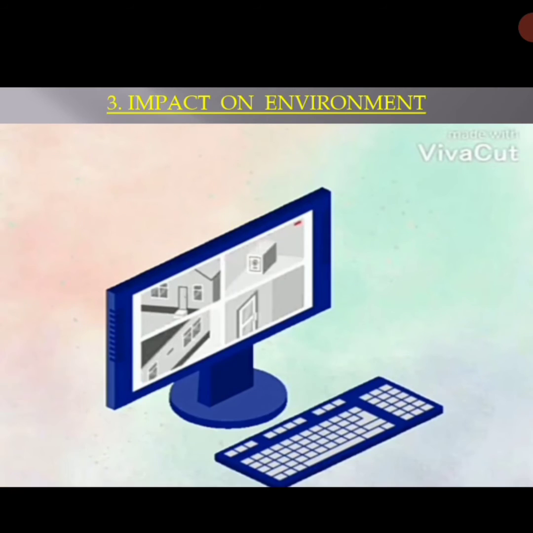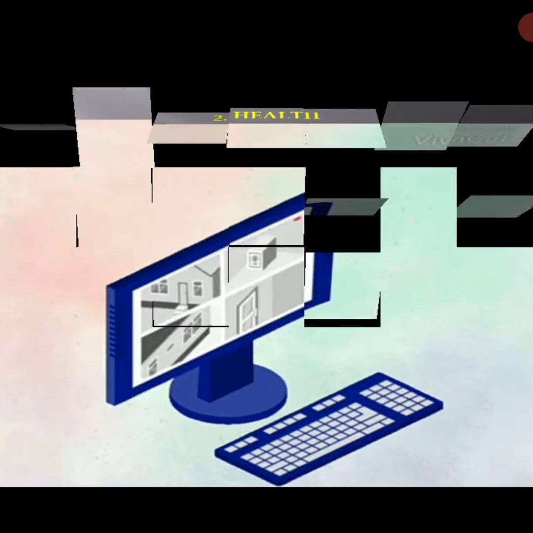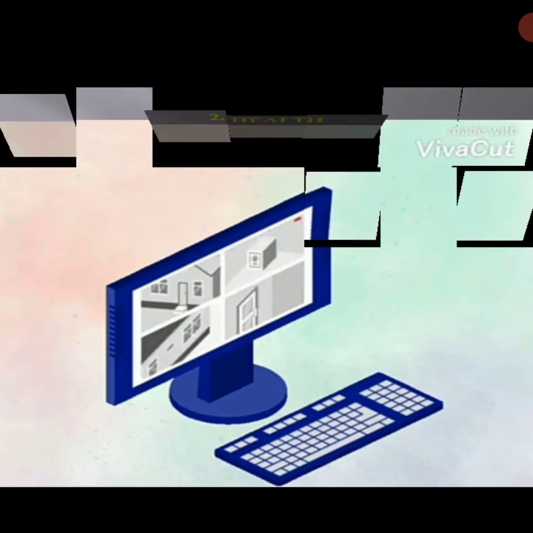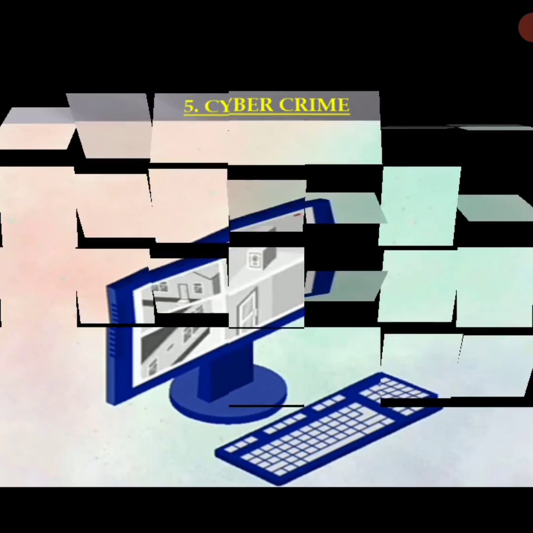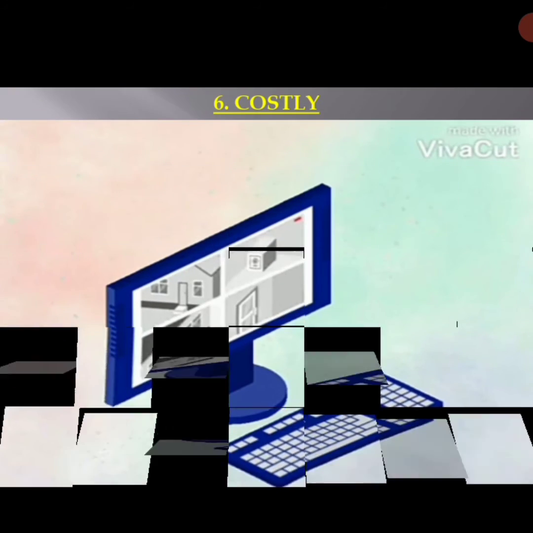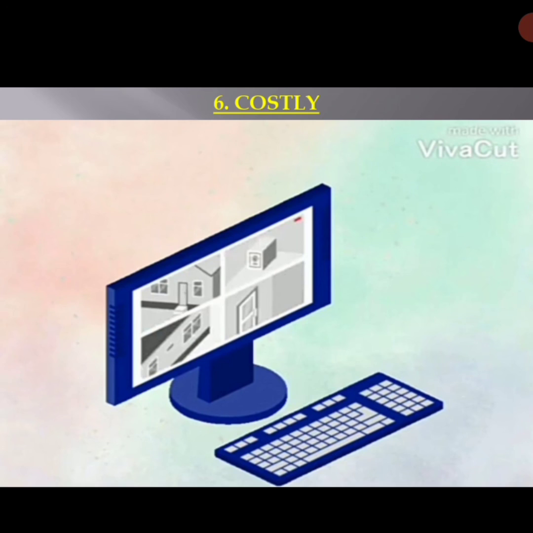So, these are the disadvantages of computer. Which are the disadvantages of computer? Yes, first one is decision, health, impact on environment, virus attacks, cybercrime, costly. These are the disadvantages of computer. I hope you understand.